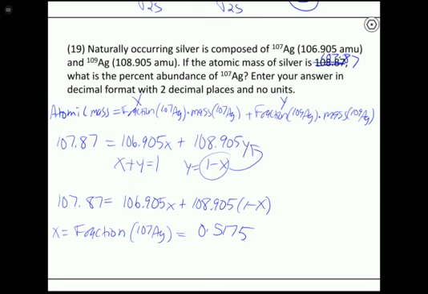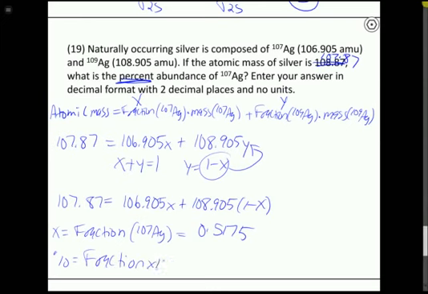But if we ask you for percent abundance, you have to multiply your fraction by 100. So don't be thrown off by when we say decimal format. Decimal format just means you need to have decimal places in your percentage to make it as precise as we need it. But it doesn't mean we just keep the fraction. So percent abundance always means multiply by 100. So the percent is the fraction times 100, which is 51.75%.